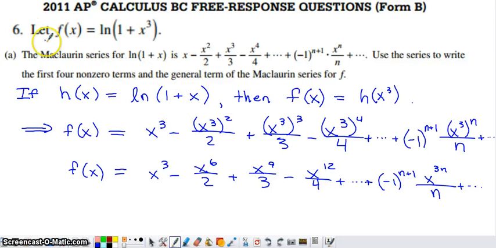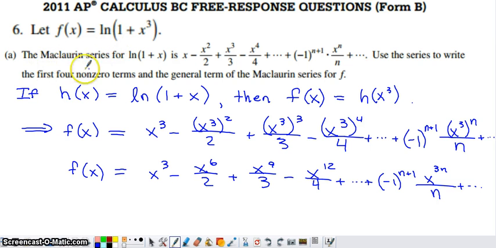So here we'll check out problem 6. This is from the 2011 BC exam. This appeared on Form B. It's a non-calculator question, deals with Taylor series. And so all they really do for us to start is they define the function f of x here.